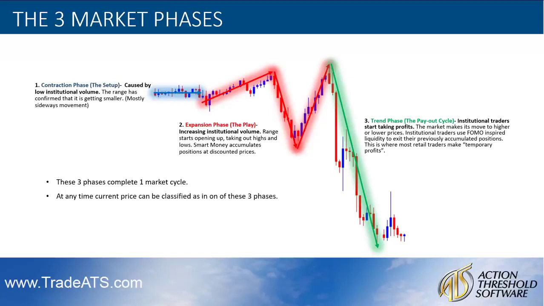At any time, current price can be classified as in one of these three phases, like we showed you with the chart before. That sideways movement, if you can find the tightest part of the range, is normally going to happen in between sessions. This could be in between the close of New York and the opening of Sydney and Tokyo. You can see that's where you've got low institutional volume, so typically you're going to get that average price, that contraction phase, through that time.